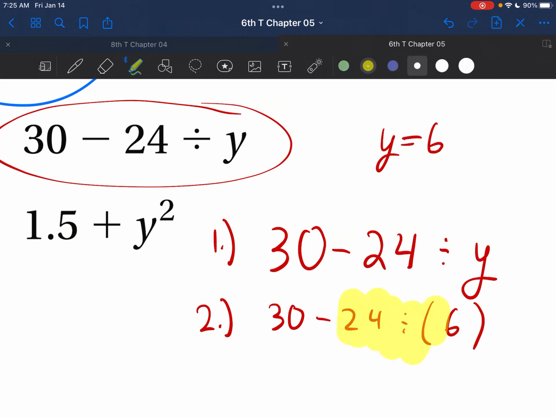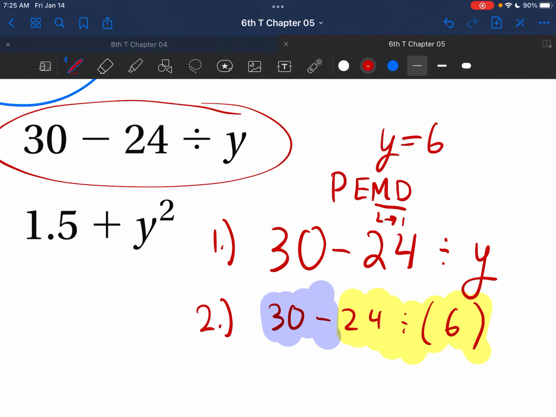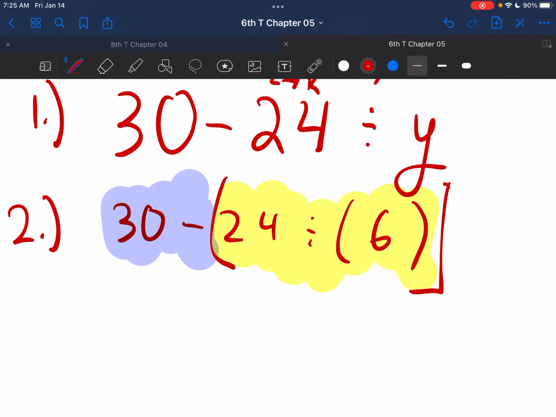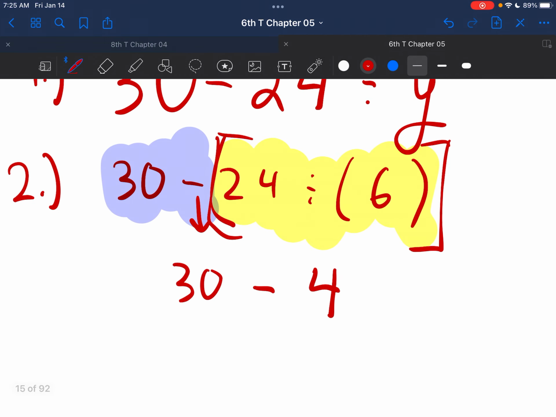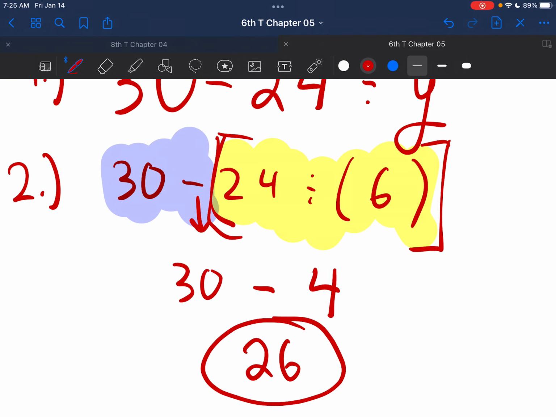Now, here's my question, ladies and gentlemen. Do we do division first, or do we do our subtraction first? Don't get confused on that. Remember the rules that we learned. PEMDAS. Parentheses first, exponents second, then multiplication and division from left to right, and then addition and subtraction from left to right, okay? So we got to divide first, which means 24 divided by 6 actually gives you, what is that? 4, bring down your subtraction sign, minus, and then you have 30. So what is 30 minus 4? 29, 28, 27, 26. So 30 minus 4 is 26.